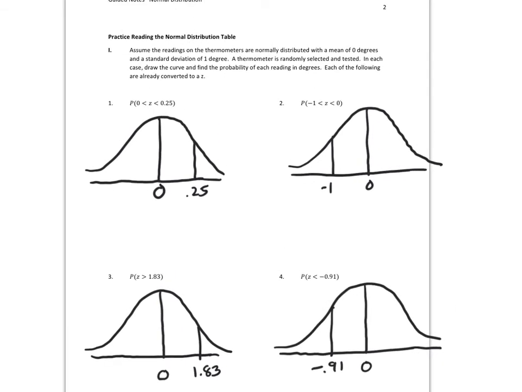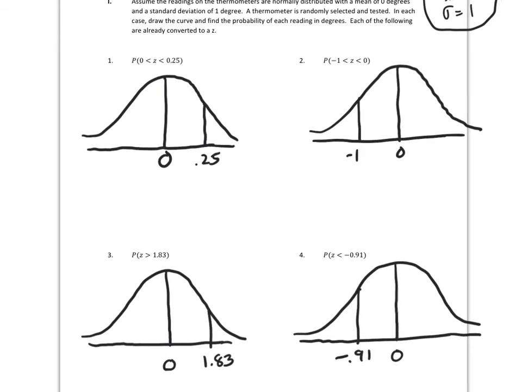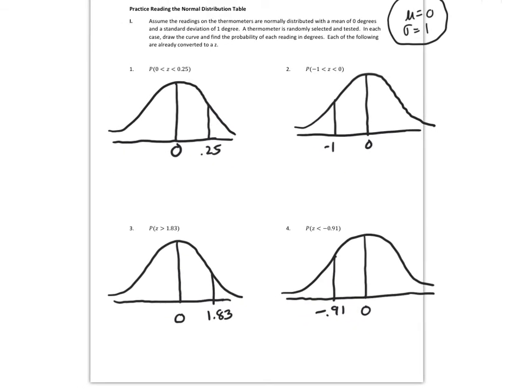I'm assuming that readings on the thermometers are normally distributed with a mean of 0 and a standard deviation of 1. That information right there tells you that you're dealing with z's. All right, so I'll draw my picture for number 1, and now I put my z, 0 and 0.25, and I'm trying to find this area. So if you look at your table, 0.0987 is the answer. That's the probability. It's that probability right there.